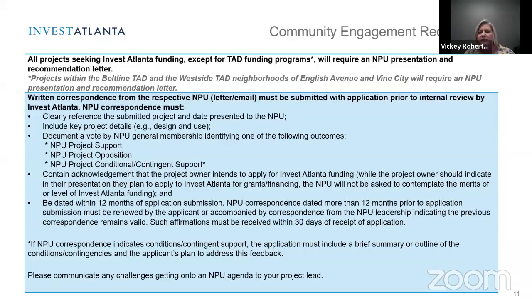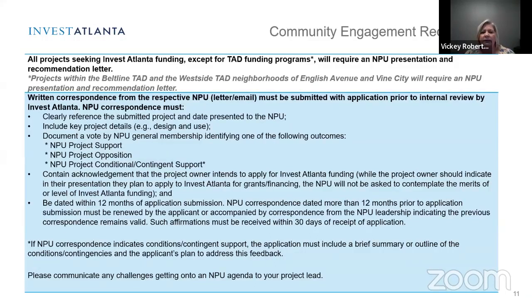All right, so as you will see, we have community engagement requirements. As part of receiving incentives from Invest Atlanta, we do require that potential developers reach out to the community first, which builds up into the NPU. In order to monitor that and ensure that they are adhering to our process, we worked in conjunction with the city of Atlanta, with Leah's department, Samantha, to streamline that process. And so this is the process that the developers have to do.